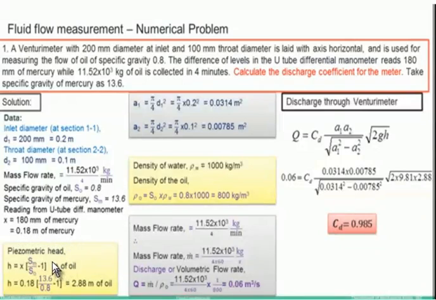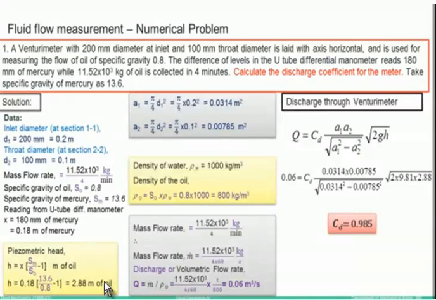Next, the piezometric head. We have to find the piezometric head by using this formula: H is equal to x into (Sm by So minus 1) meter of oil. Already he has given Sm and So. So H is equal to x, which is 0.18 here, times Sm, the specific gravity of mercury, 13.6, divided by So, the specific gravity of oil, 0.8, minus 1. If you calculate this, you will get 2.88 meter of oil.